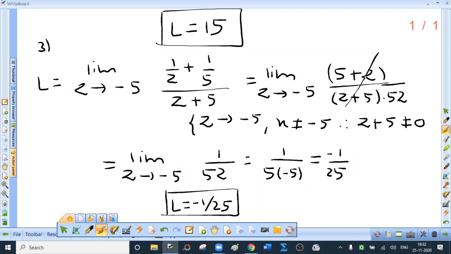Now can I cancel z plus 5? Same as 5 plus z. Yes, because z only tends to minus 5. Z is not minus 5. Right? So what remains on cancelling is 1 upon 5z. Can we take the limit now? Yes, we can, because the denominator is non-zero. To take the limit means to replace every z by its limiting value, which is minus 5. So minus 1 upon 25 is the final answer.